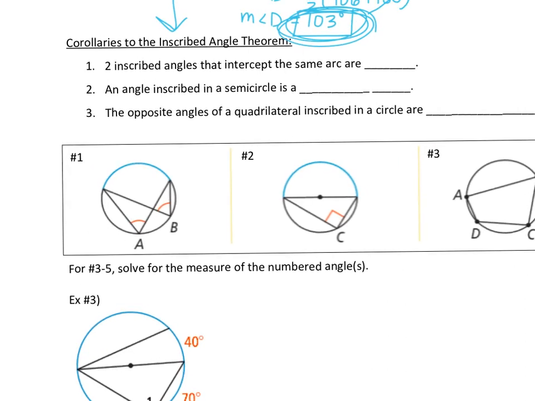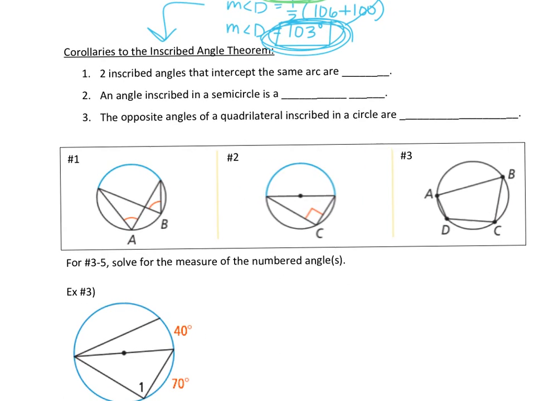All right, so here it is. There are three corollaries. Remember, a corollary is just an add-on. So more information that we know about this setup, okay, about the inscribed angle theorem. Here it is. The first one says, two inscribed angles that intercept the same arc are congruent. Okay, let me show you what I mean.